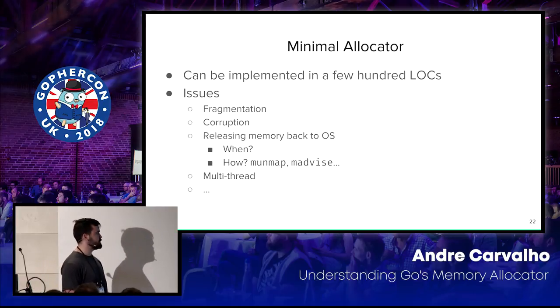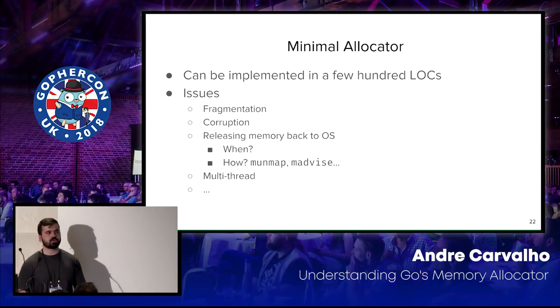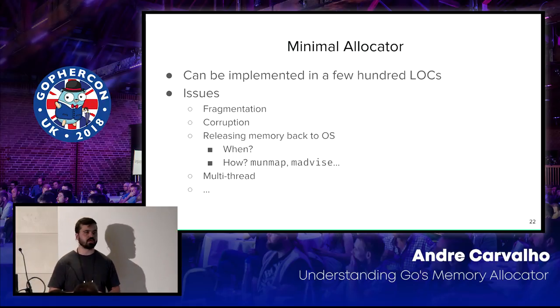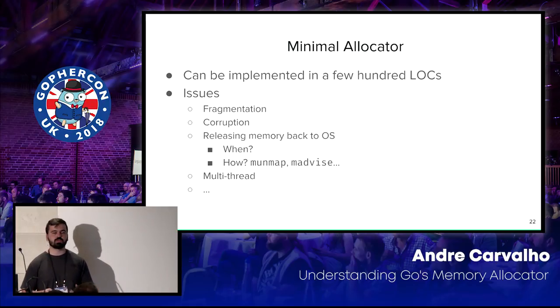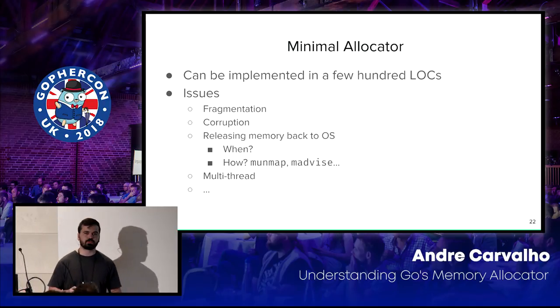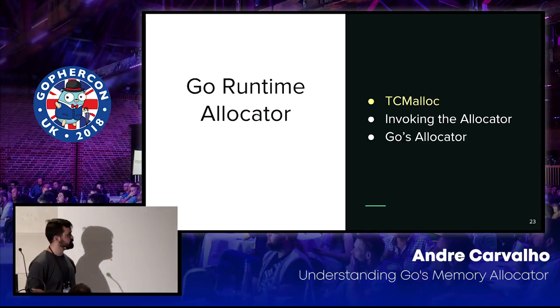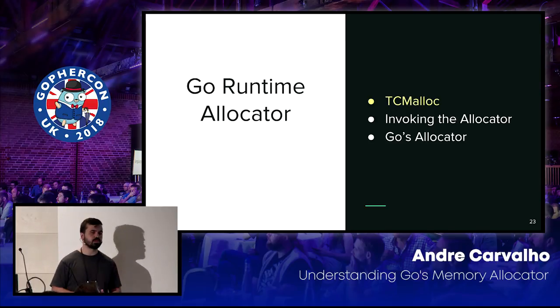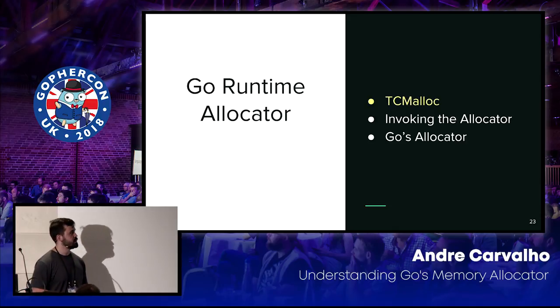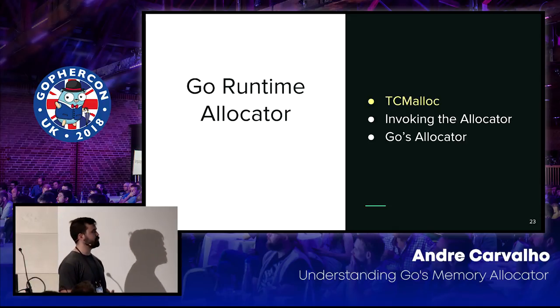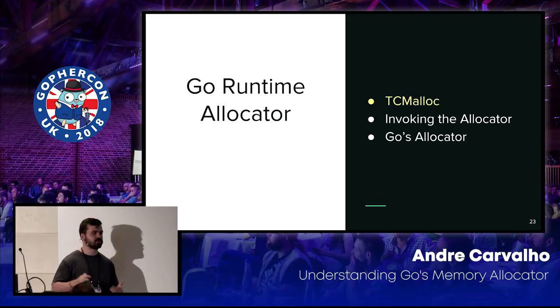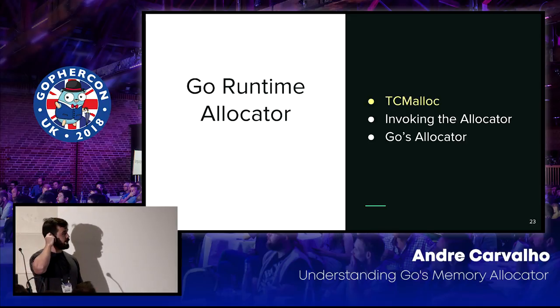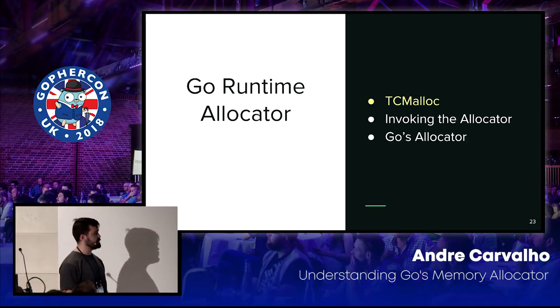And we also didn't handle anything related to multi-threading. So if multiple threads are using our allocator, we are probably going to need some kind of lock to protect it from concurrent access. So let's start to pave our way into knowing how the Go runtime allocator actually works. First, we are going to see how a real memory allocator, not this toy one that we built, actually works. And that one is TCMalloc.